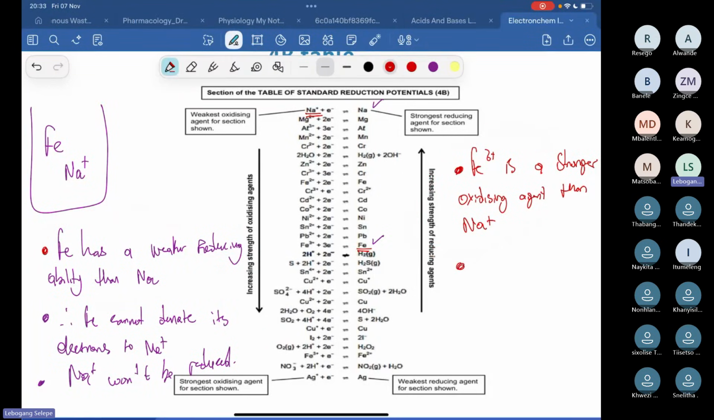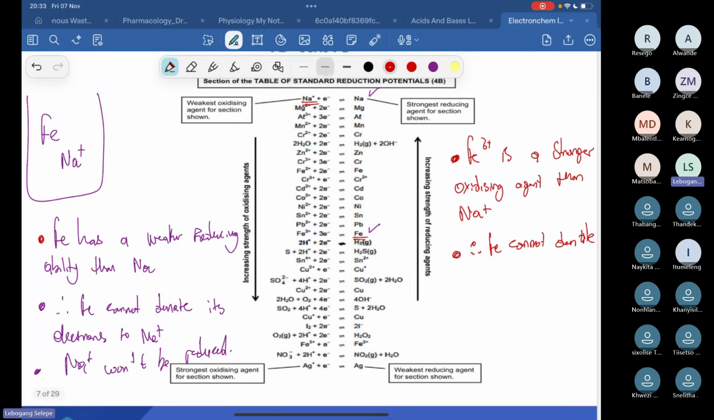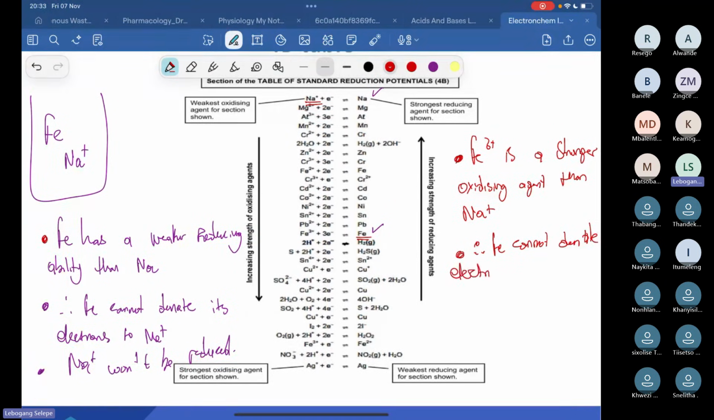So this point is equivalent to that one. It simply means that Fe is below Na plus. Remember, you cannot donate to what's above you, right? Therefore, Fe cannot donate electrons to Na plus. And if this is the case, Na plus won't be reduced.